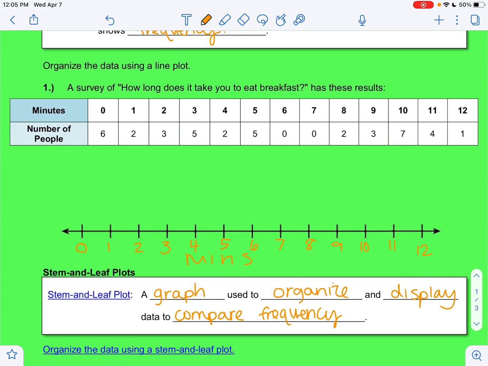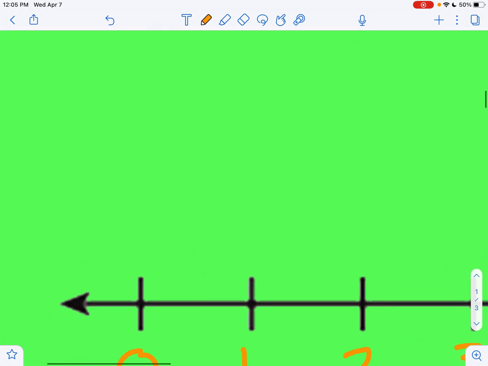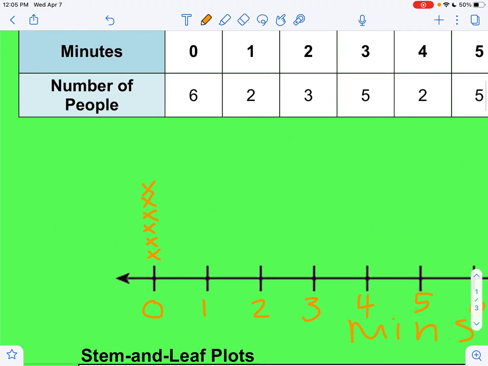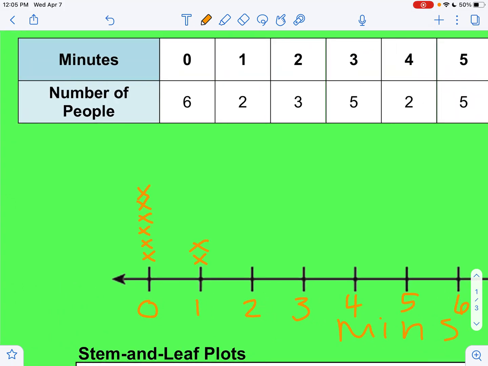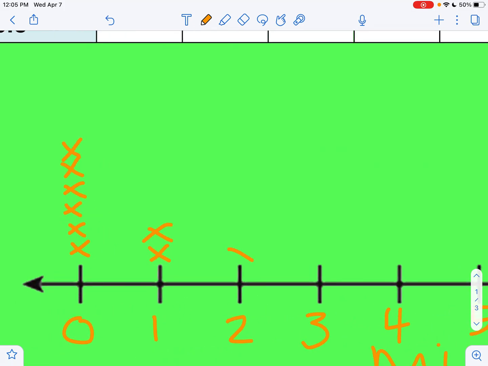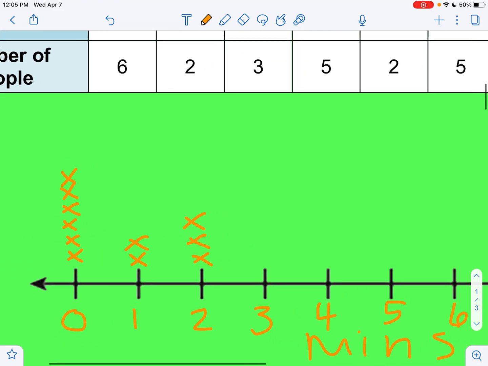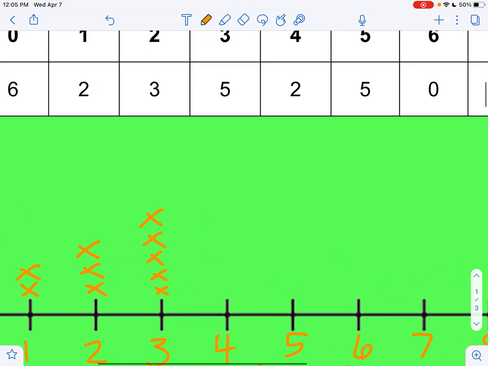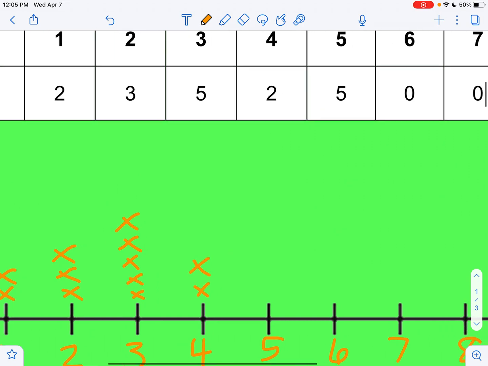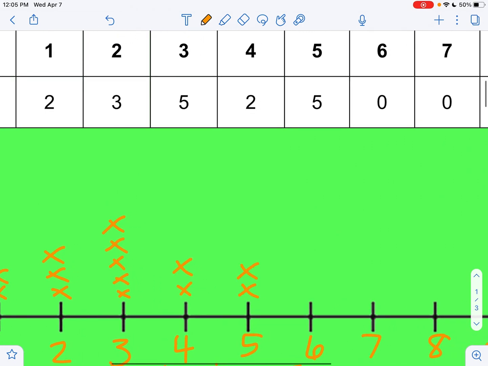Perfect. So now to do a line plot, it's actually pretty easy. For 0, there were 6 people, so you are going to draw 6 X's right above 0. 1, 2, 3, 4, 5, 6. Perfect. And then for 1, there were 2 people, so you draw 2 X's. For 2, there were 3. So draw 3. For 3, there were 5. 1, 2, 3. For 4, there were 2. For 5, there were 5.